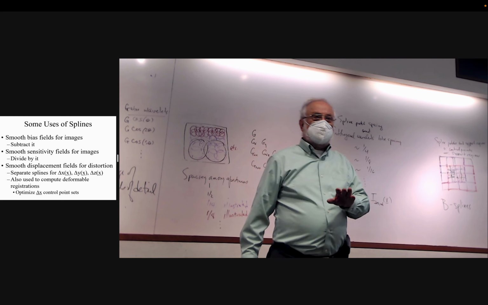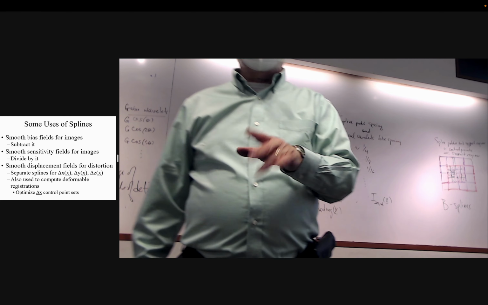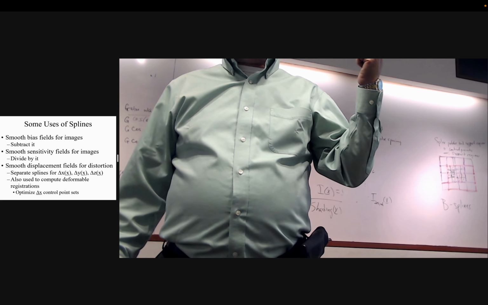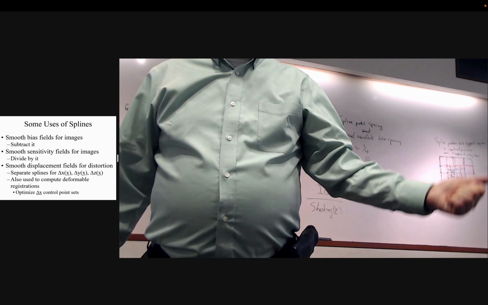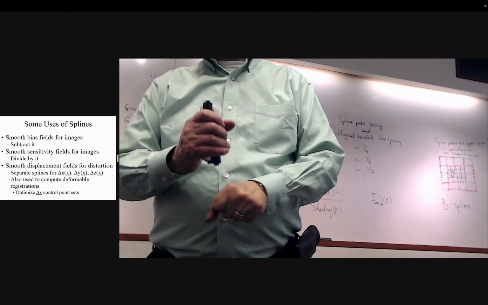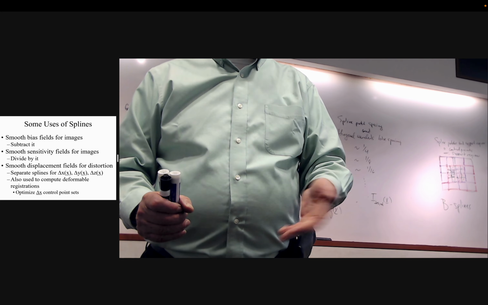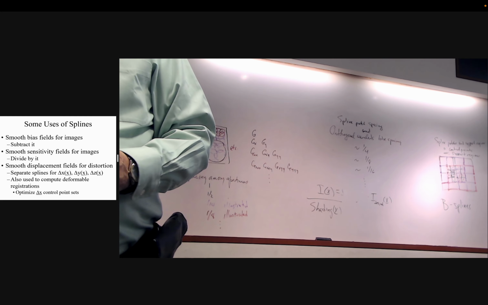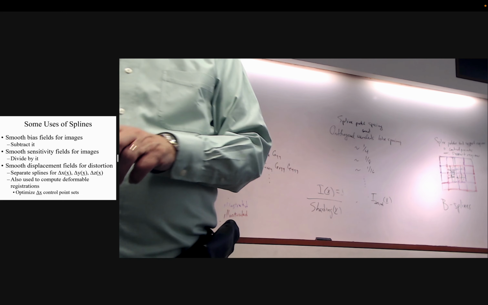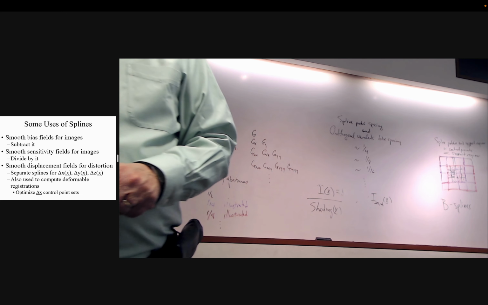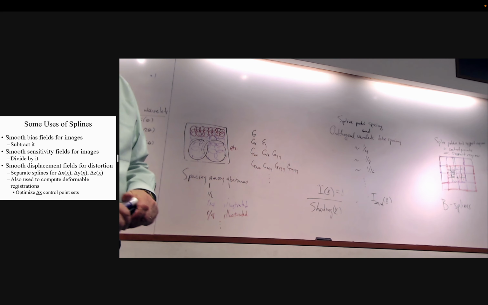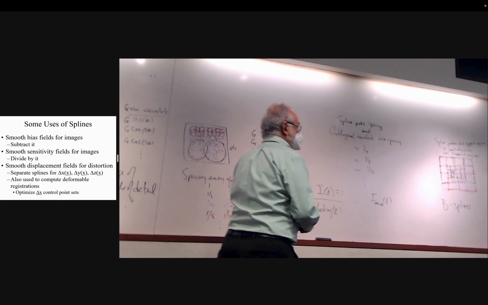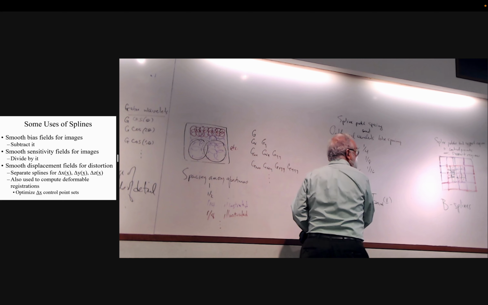And you will have an assignment where you will do exactly that. You will be using the spline to produce a shading image. And you'll divide it into your original image to get something that compensates for the shading. Okay? And you'll use the splines to get the shading image. Okay, so let's talk about how the splines are going to work.